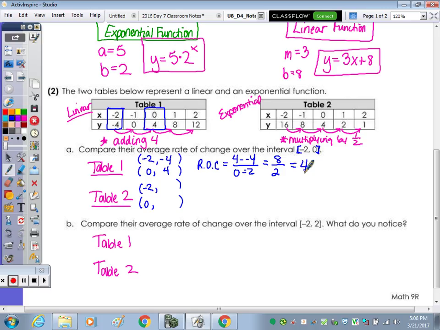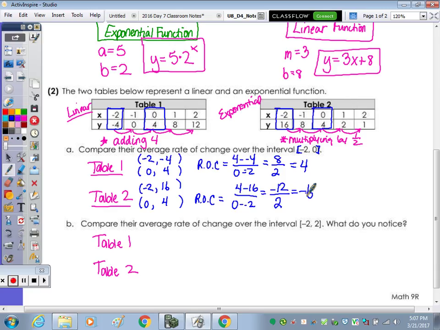In table 2, when x is negative 2, your y is 16. And when x is 0, your y is 4. So our rate of change here, I'm going to subtract in the same order. So 4 minus 16 over 0 minus negative 2. 4 minus 16 is a negative 12. 0 minus a negative 2 is a positive 2. Divide, and we get negative 6.